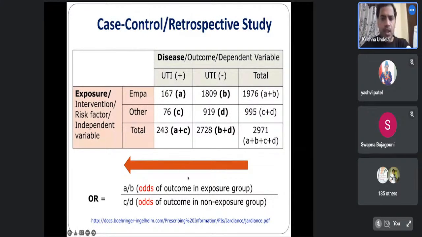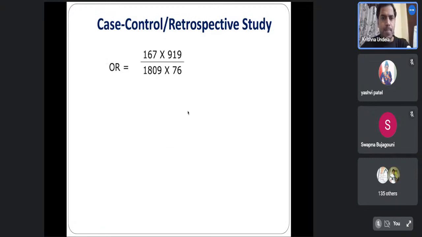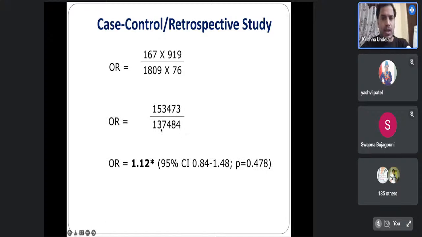Can someone quickly calculate and tell me what value you got? AD by BC: A into D divided by B into C. So 167 into 919 and 1809 into 76. And finally, we have this odds ratio. The odds ratio is 1.12, and the confidence interval is 0.84 as the lower limit and 1.48 as the upper limit.